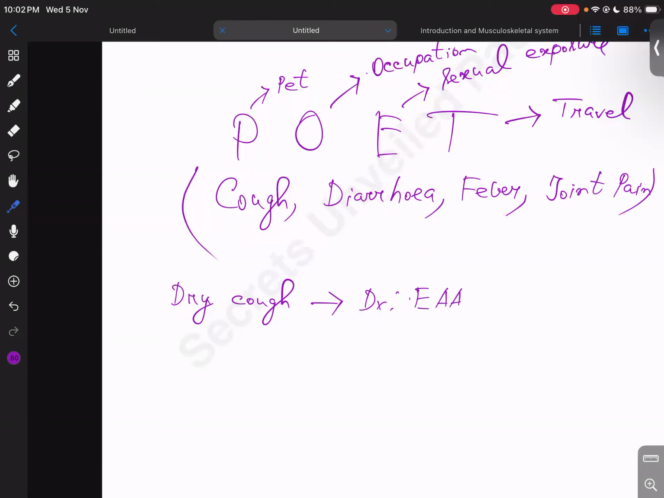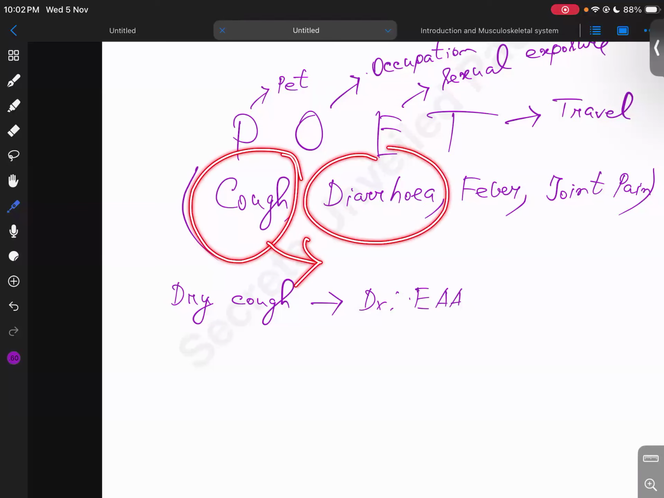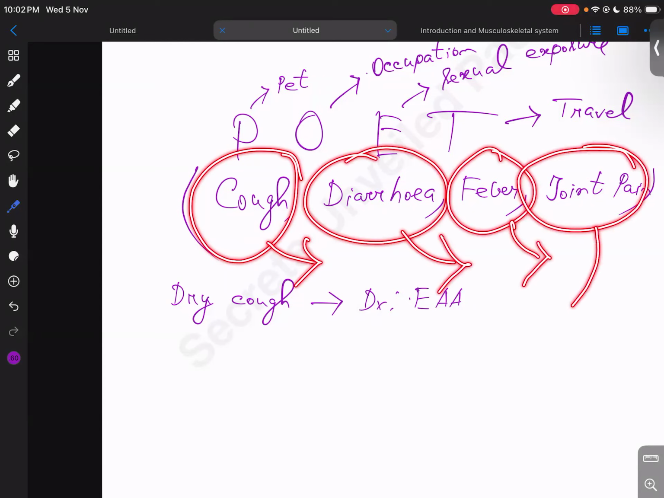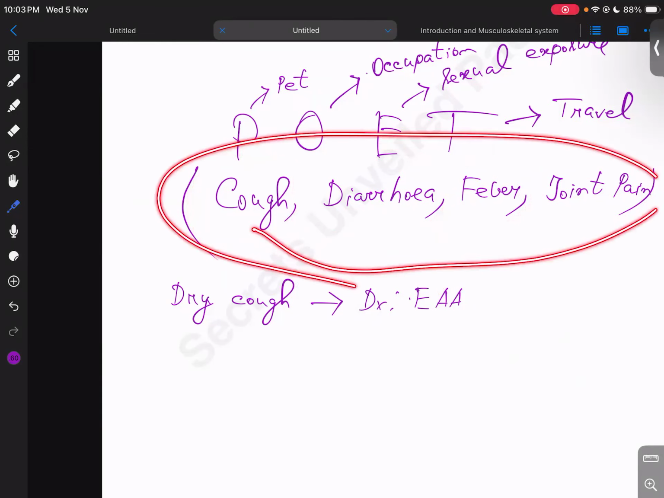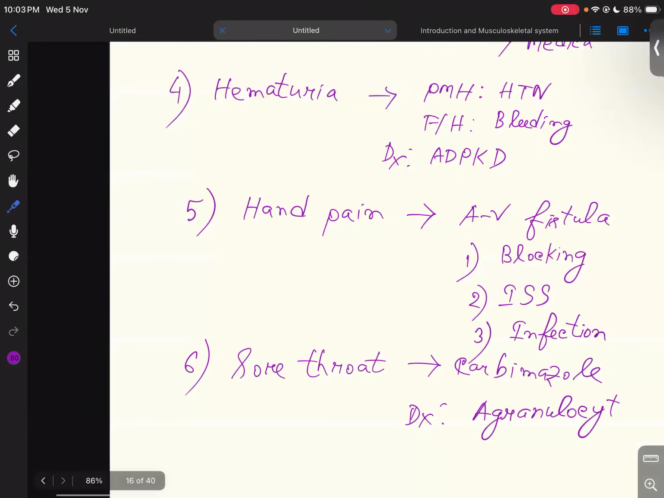I have personally seen feedback from a Pondicherry exam. That case was a joint pain. The diagnosis was rheumatoid arthritis, but the candidate did not take the exposure history. And the examiner, she was a Chinese examiner, deducted his mark in the clinical communication skill. That is why I'm telling you, whenever you get any prompt like cough, this is a prompt for the respiratory system, diarrhea, this is a prompt from GIT, fever, this will be discussed in the miscellaneous, and joint pain, this will be discussed today, that is musculoskeletal. Whenever you get these 4 prompts, don't miss taking the POET history, apart from the PDF.